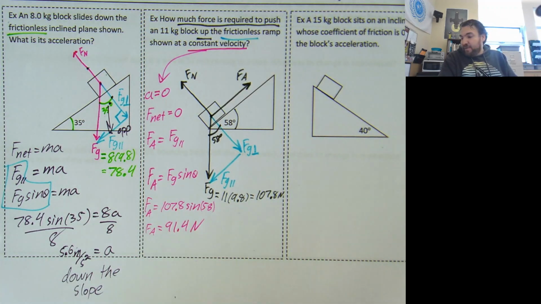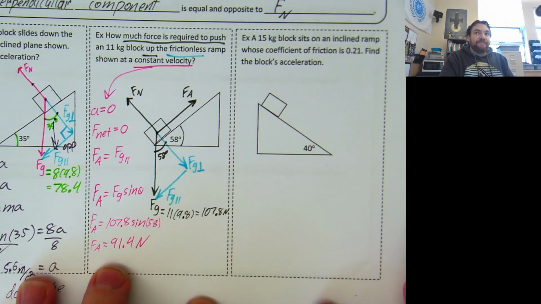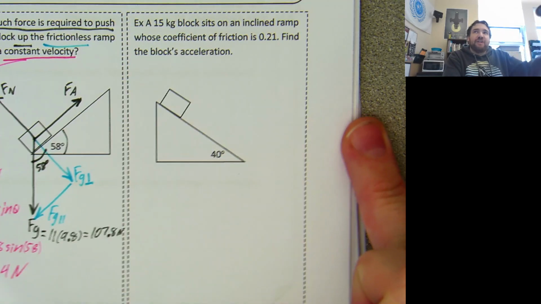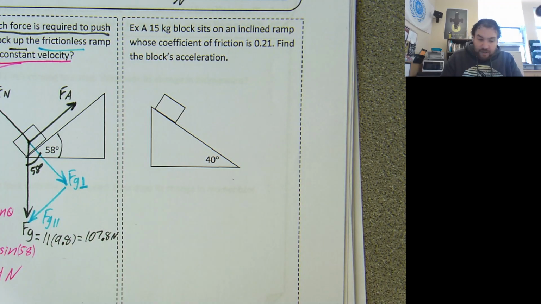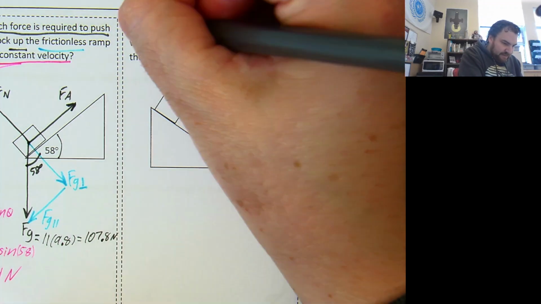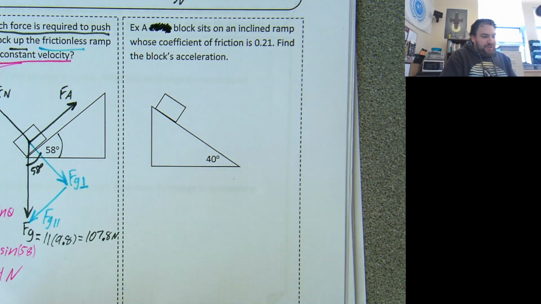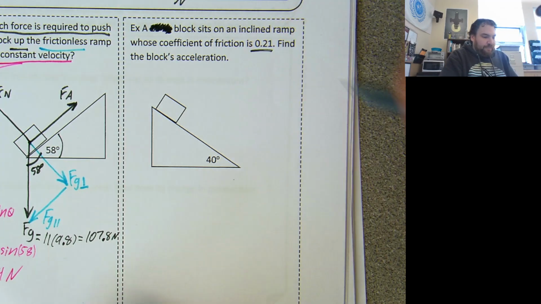Comments, questions, concerns about what I've done? If not, I've got one more example for you, and then you're on your own. Okay, last one. Let's bring friction in, because why the heck not? I want to make two changes here, actually. We're going to get rid of the mass, and I want to show you something cool. A block sits on an inclined ramp whose coefficient of friction is 0.12. Sorry, 0.21. We want to find the acceleration of the block.